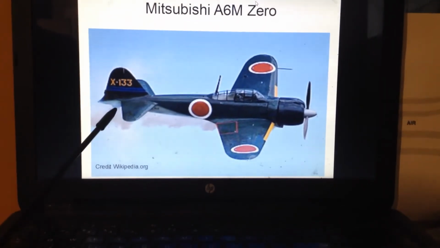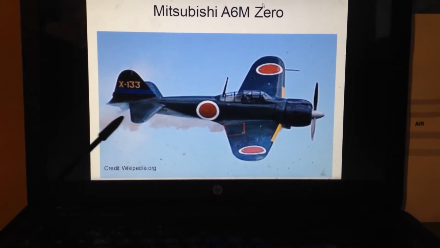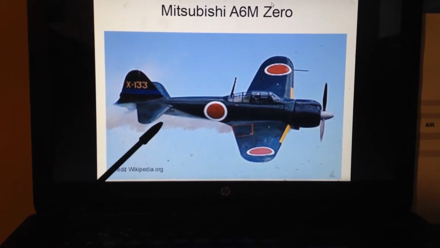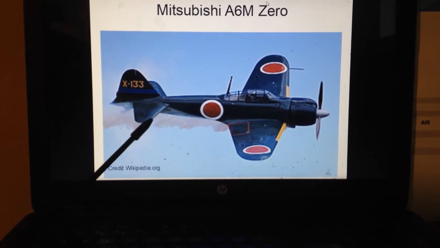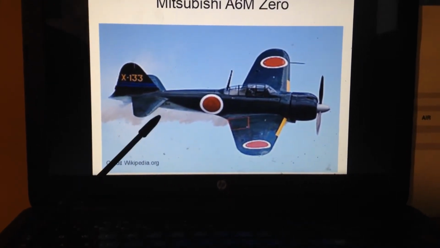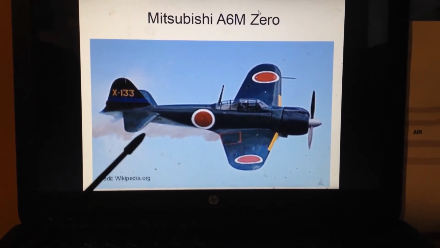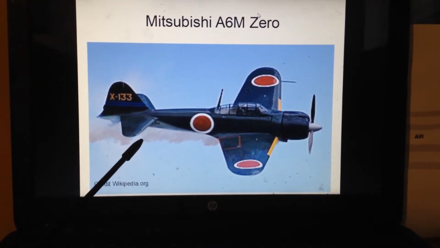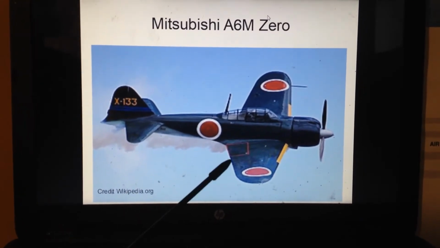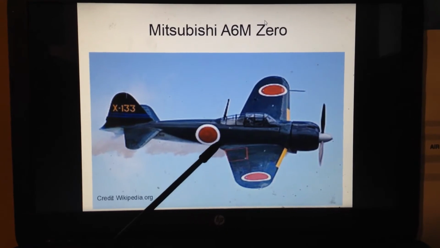Next we have the Mitsubishi A6M Zero, which was used by the Japanese Navy. Now this is what was fighting against the F4F Wildcat and the F6F Hellcat, and it was credited with supreme maneuverability but it had some flaws, i.e. it didn't have self-sealing fuel tanks and it had very little pilot armor.